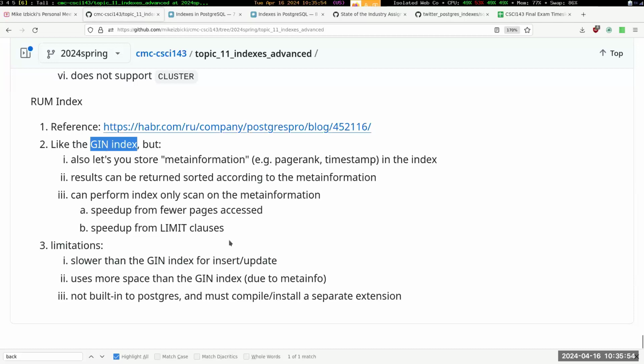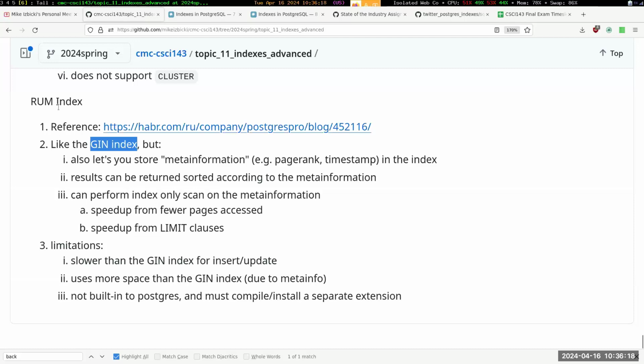The main takeaway to know about the RUM index is that, because it's storing that extra meta information, all of those limitations about not being able to do bitmap scans, or only being able to do bitmap scans, and the downstream effects are solved. The RUM index allows you to do every scan method.